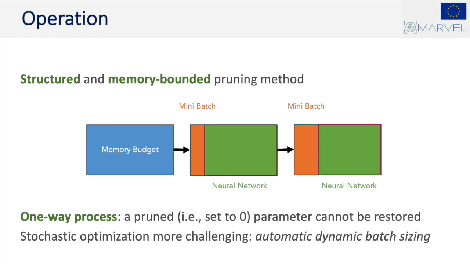DynHP was initially designed for pruning on resource-constrained devices. It implements a mechanism that allows for free memory while the training and compression process proceeds. The DynHP pruning process is one way. Once a set of parameters has been pruned, that is set to 0, the decision cannot be reverted. Since this approach makes the stochastic optimization process more challenging than usual, DynHP adopts an automatic dynamic batch sizing to counterbalance the potential adverse effects caused by the pruning process itself.